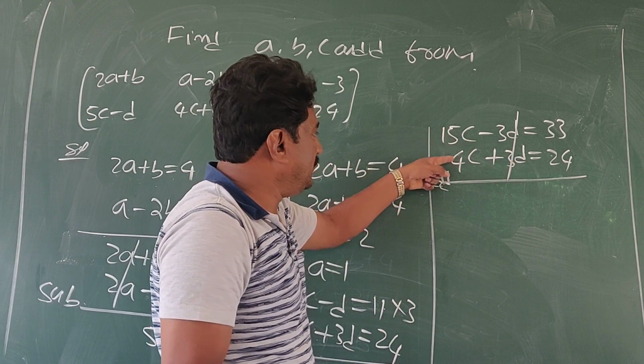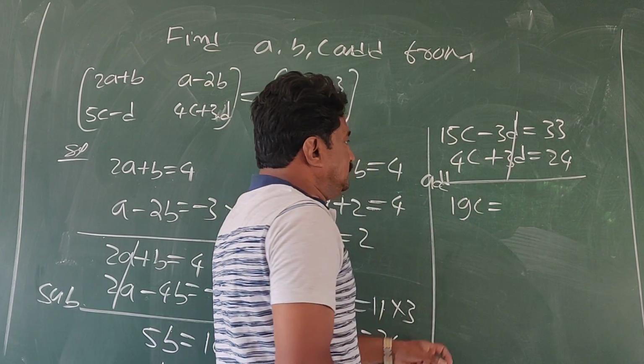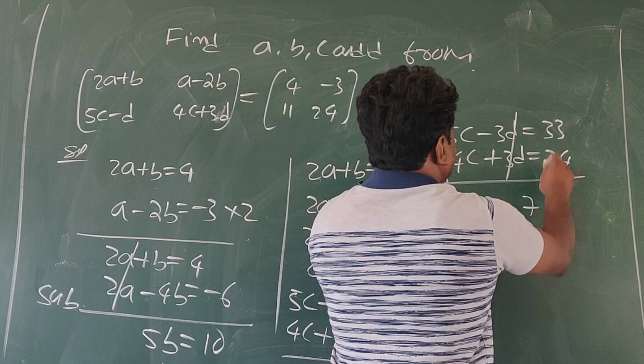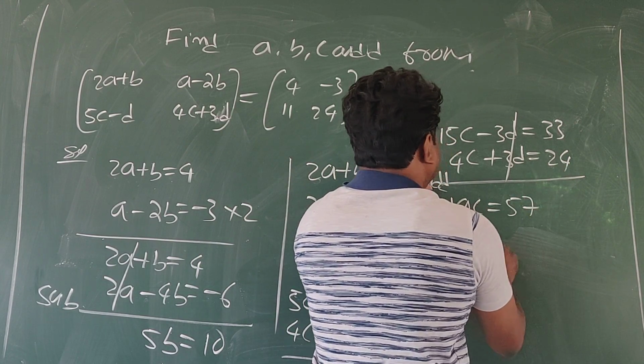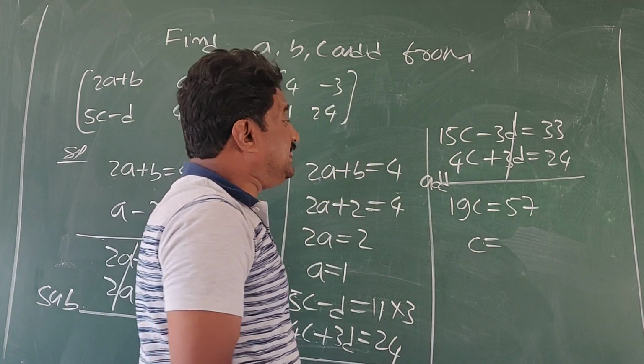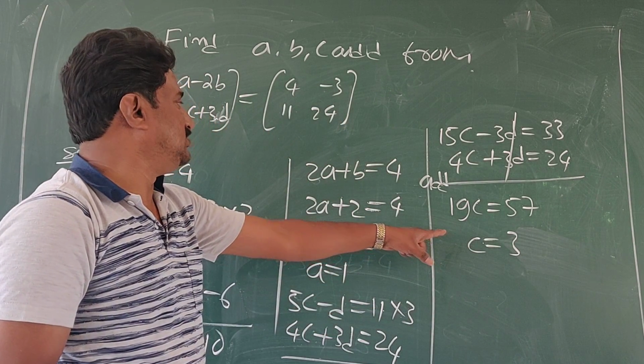So write 15 plus 4, 19C. Here I am doing addition. 4 plus 3 is 7, 33 plus 24 is 57. 19C is equal to 57. How many times? 19 3s are 57. C is equal to 3. We got the C value also.